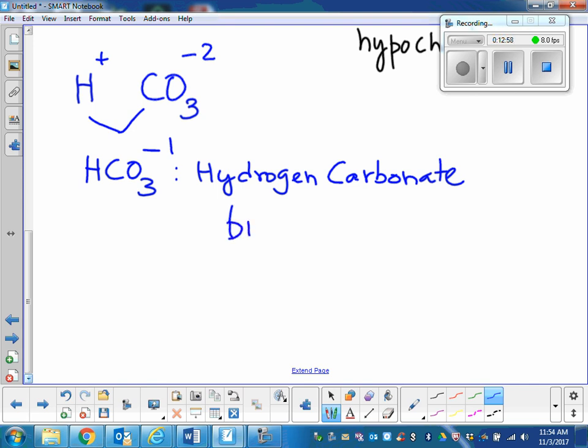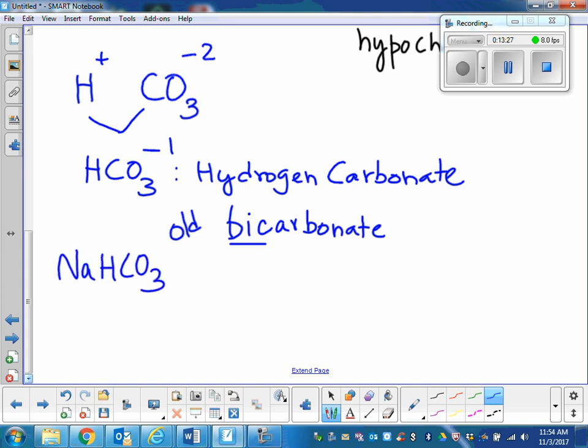Sometimes you will see this as bicarbonate. This is the old nomenclature. I will never ever give you bicarbonate, but if you're doing a science fair project or reading textbooks, hydrogen carbonate is sometimes called bicarbonate. If you're doing a project using baking soda, what is baking soda? Sodium bicarbonate. The -1 combines with the Na+1 and becomes neutral. Does that make sense? Do you understand? That's now a compound. Okay?